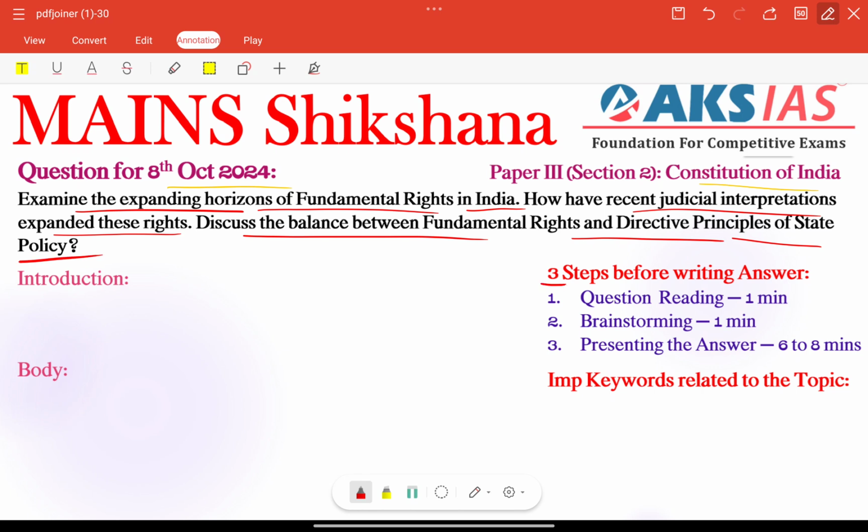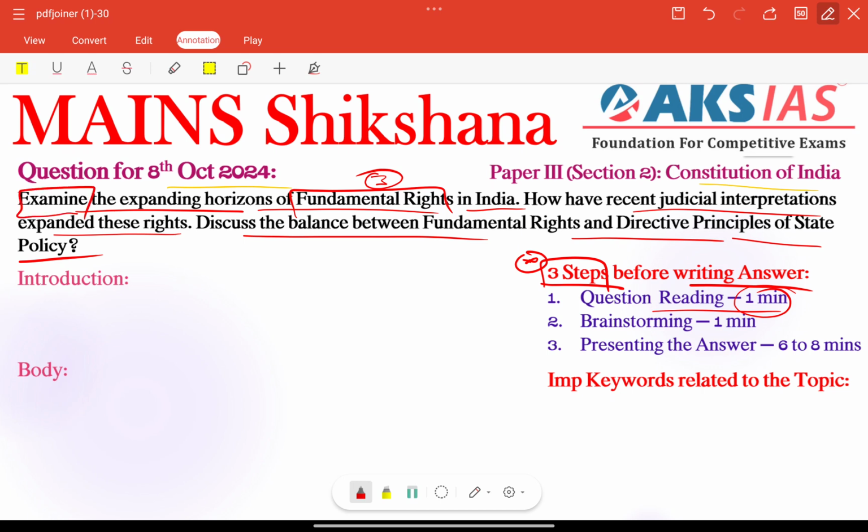Here we need to focus on our regular strategy, that is, three steps before writing the answer. Question reading is within 1 minute. We need to recall or identify different question tags and keywords here. How many parts are there? The question is related to 3 parts. What is the topic? Fundamental rights and also DPSPs, very important topics.